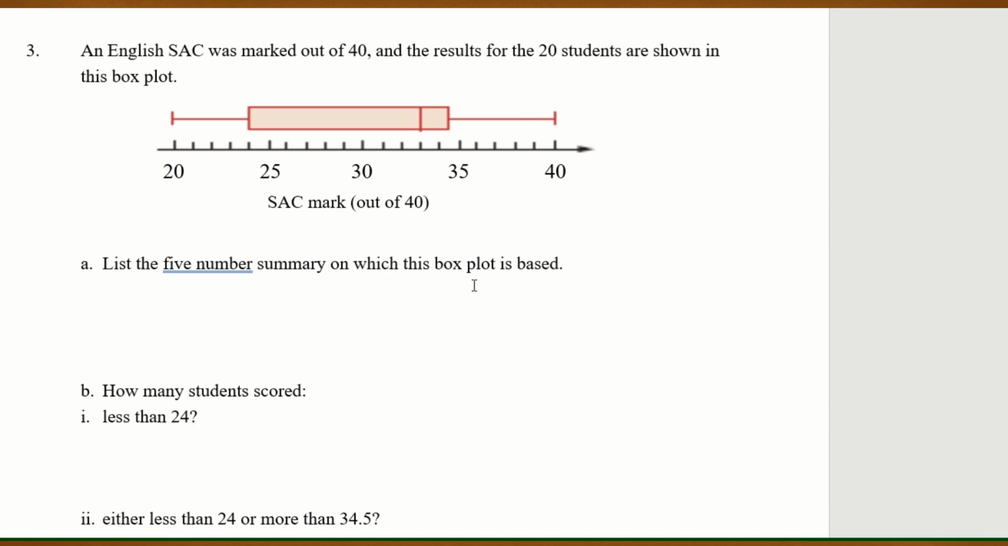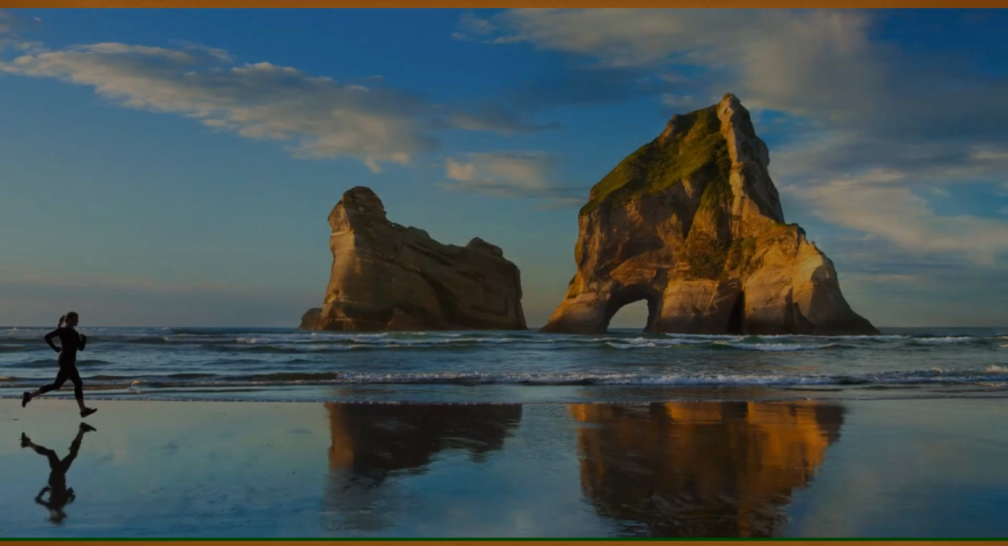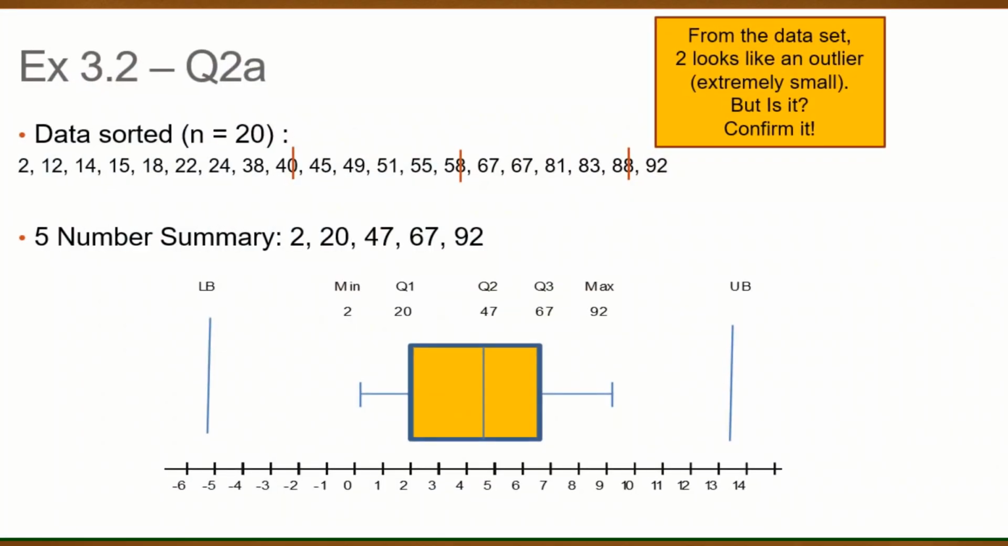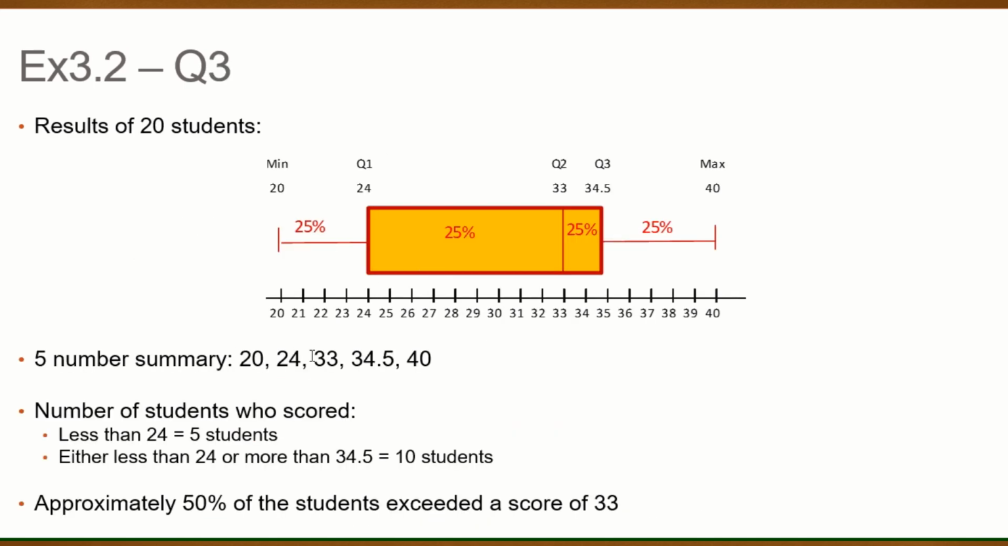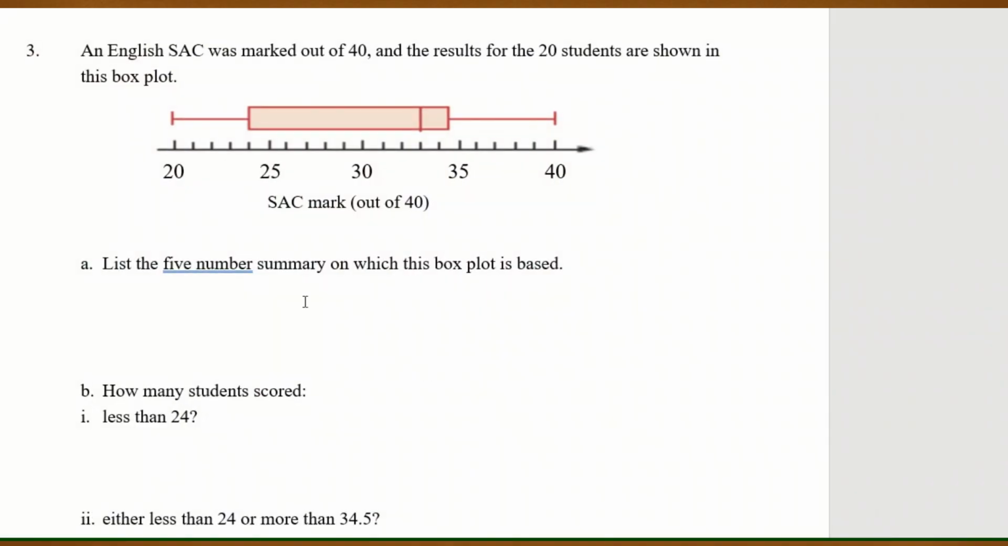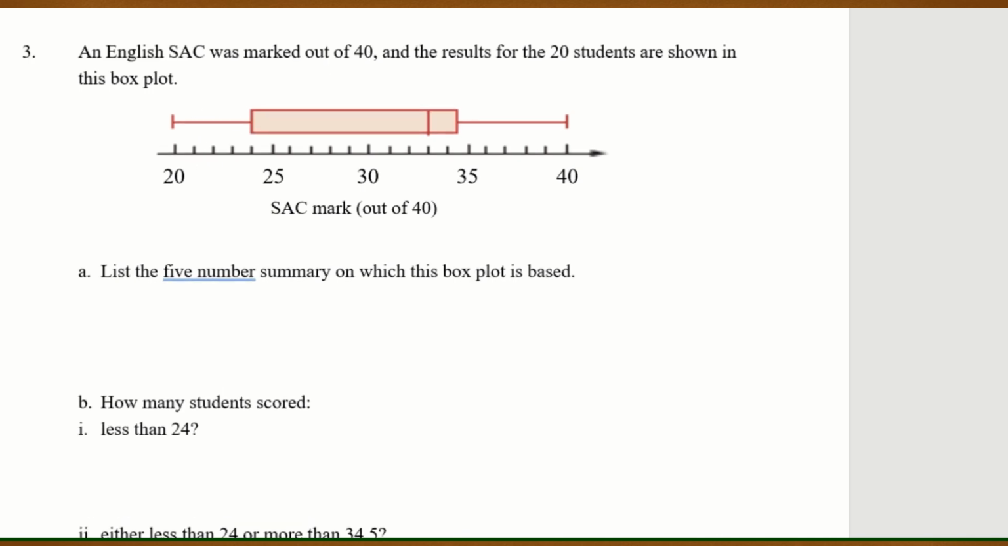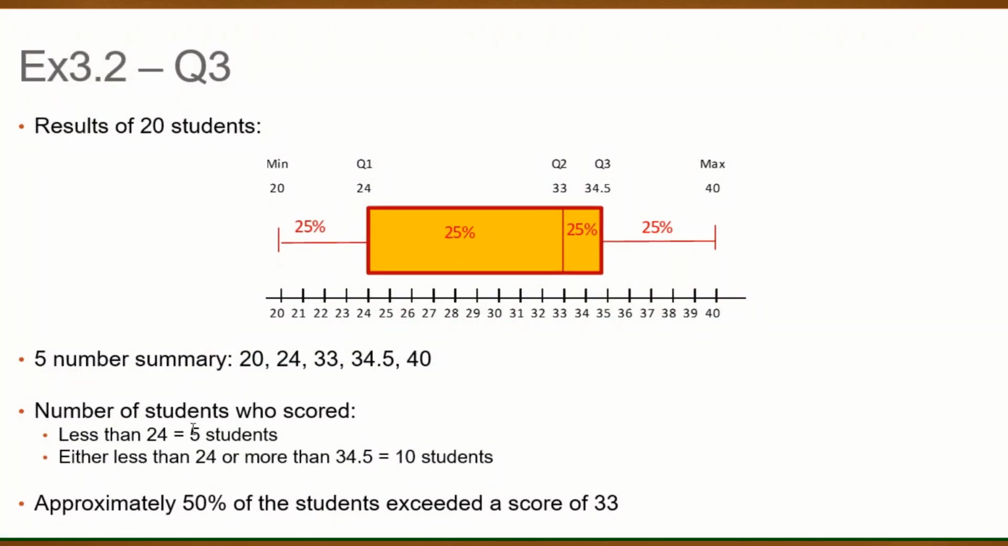So list the 5-number summary. That's not a problem. Your 5-number summary, your minimum will be, give me a minute. So your minimum will be 20, 24, 33, 34.5 and 40. That's your 5-number summary. Less than 24. Less than 24 is this part, right? How many percent is this part? 25%. So 25% out of 40 will give you 5 students. That's how you find the answer.